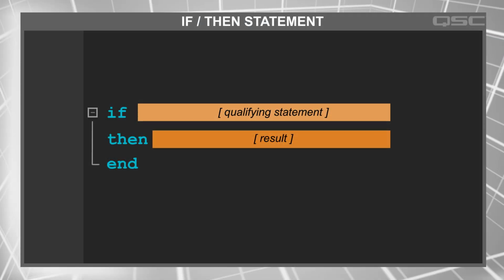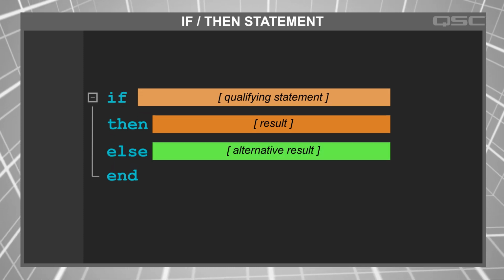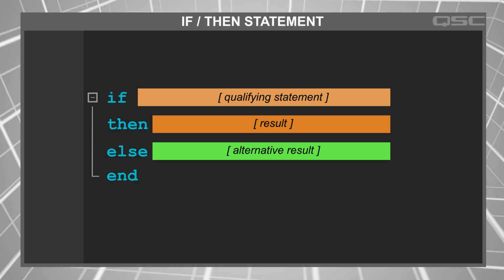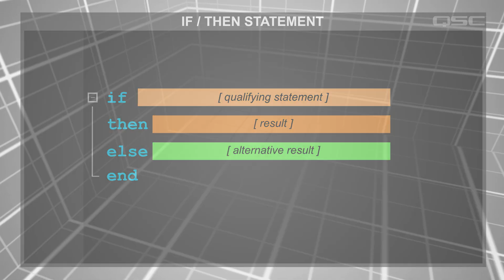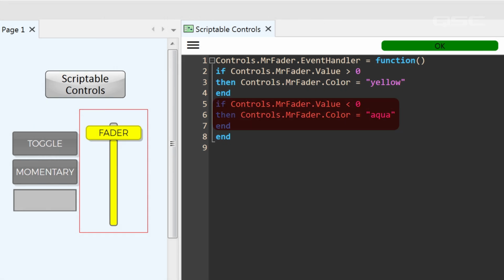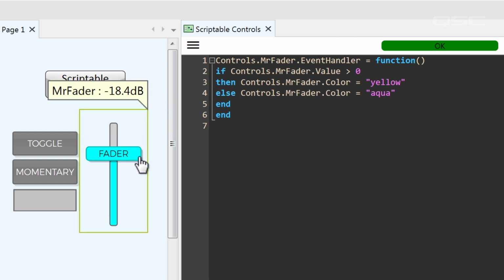The body of our if-then statement can also include an else. The else allows us to specify an alternative result that will occur if the qualifying statement is not met. In this case, we don't need this second if-then statement because that can be summarized with a simple else statement within the body of the first if-then statement. You can see this works perfectly. Our fader is yellow at the top of its range and aqua everywhere else.